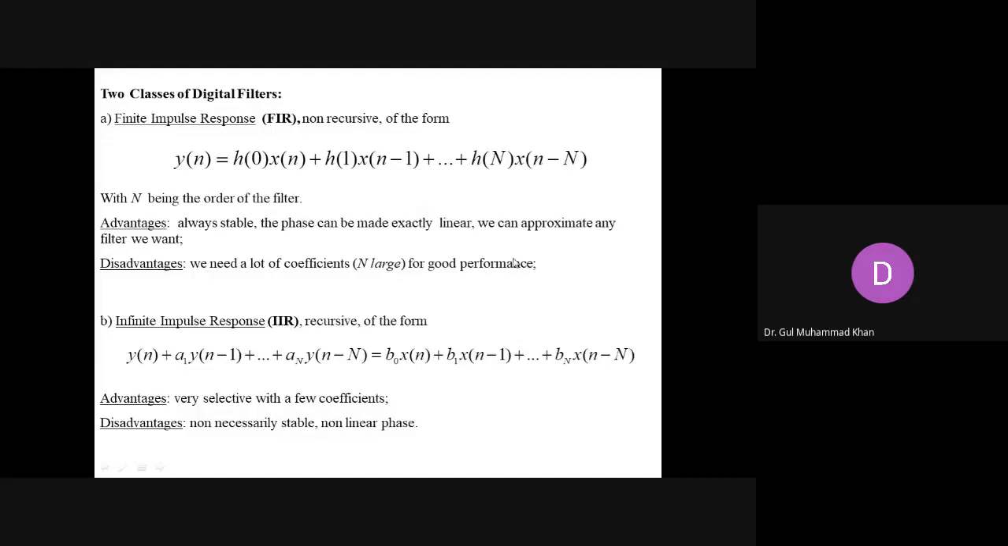Now, okay, what are the advantages and what are the disadvantages of the FIR filter? They have to be non-recursive. That means they don't have a feedback system. They always depend only on the input signal, not on the system output. There is no feedback in it, one.